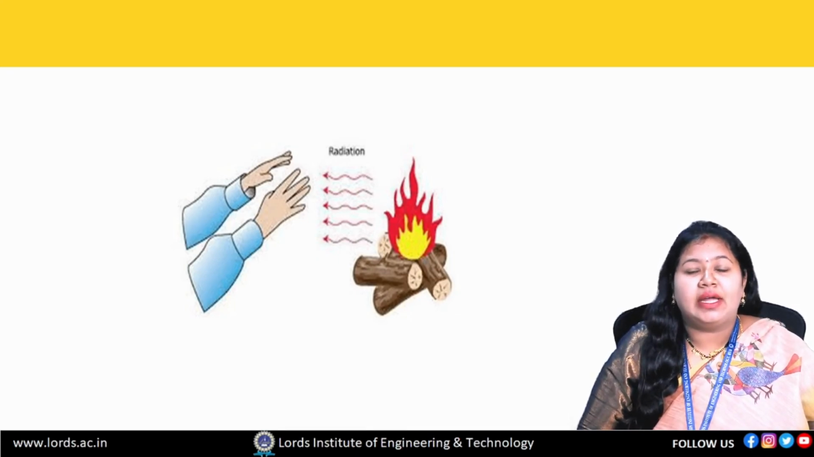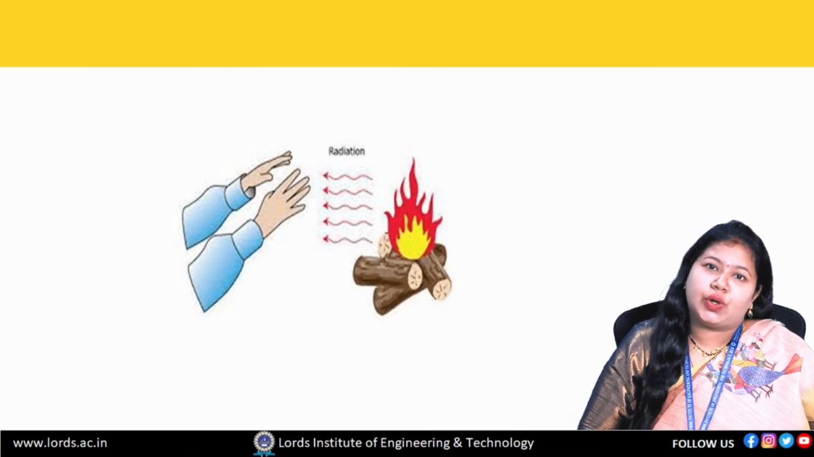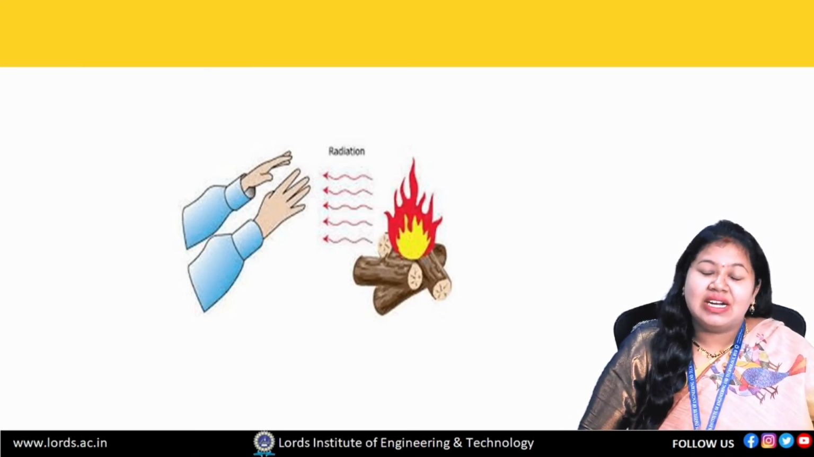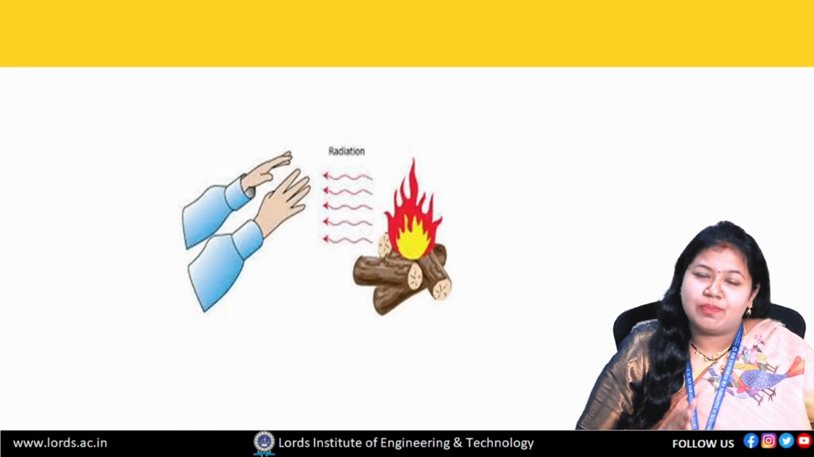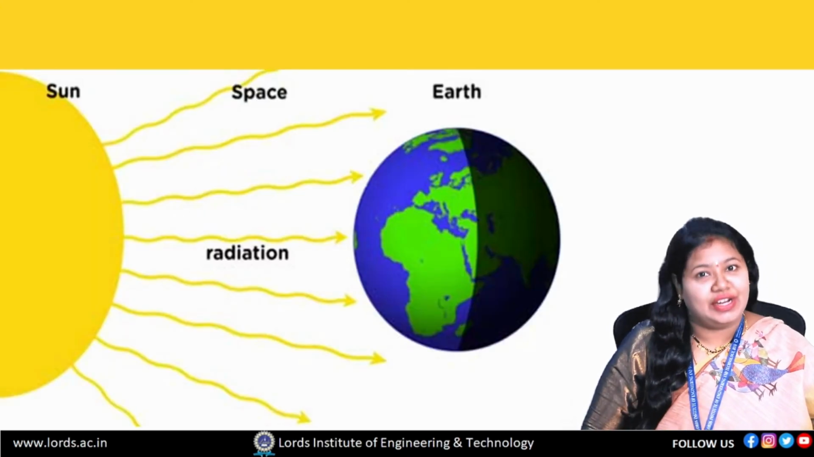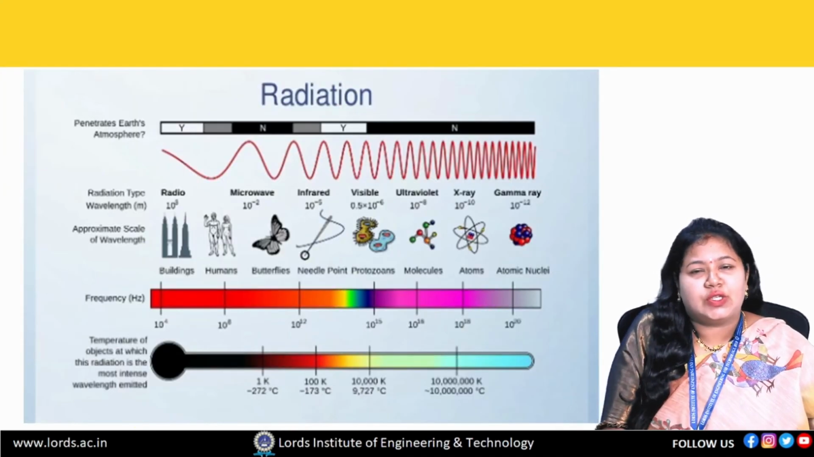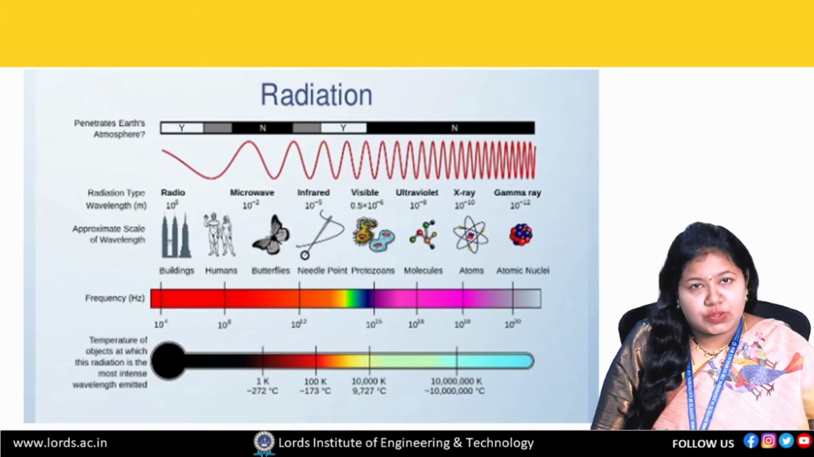Here the man is just near the fire camp. If he touches the fire camp directly, then we call it conduction. That means transfer of heat takes place from the fire camp to the man through radiation, or we can say through waves. And this is how the sun emits, and the heat reaches the earth in the form of electromagnetic waves.